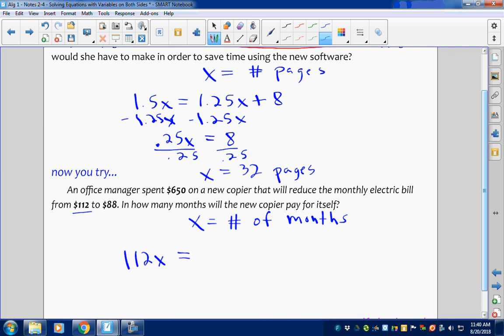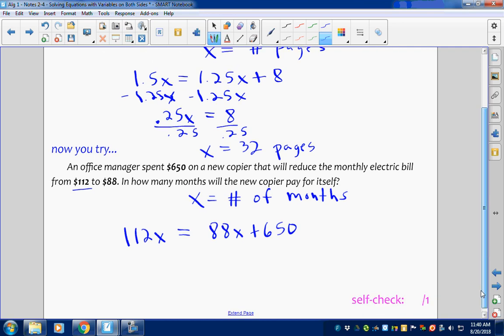equals, we're going to set them equal to each other. Now the monthly bill will go down to $88, but you got to spend $650 on the new copier. So it's 88x plus $650, and that would be the cost per month plus the $650 for the new copier. So it's pretty similar setup to that one. That's what we're looking for. You're going to have variables on each side, two different expressions. One of the expressions adding some fixed value on there. Subtract 88x from each side. Let's see. 24x equals 650, and then divide.